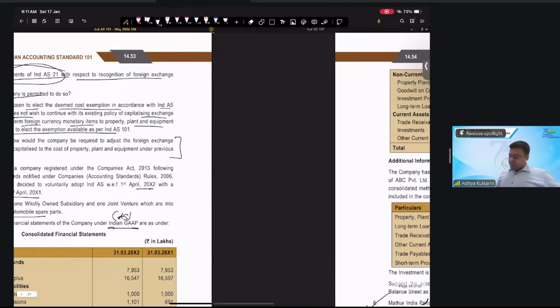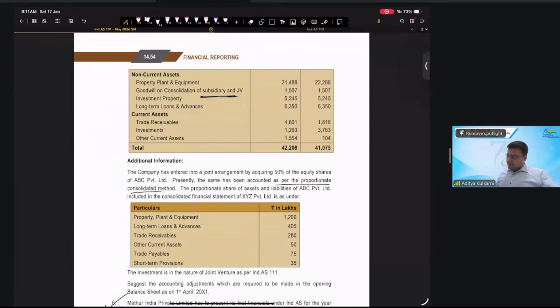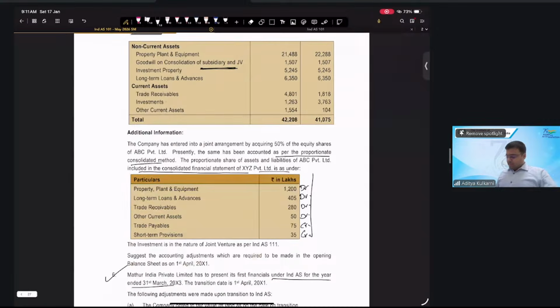The proportionate share of assets and liabilities of ABC Private Limited included in the CFS of XYZ is as under. So all these items are debit, current assets, trade receivables would be debit, current assets debit, trade payables credit, short-term provisions credit. The investment is in the nature of joint venture as per Ind AS 111. Suggest the accounting adjustments which are required to be made in the opening balance sheet as on 1st April 20x1.